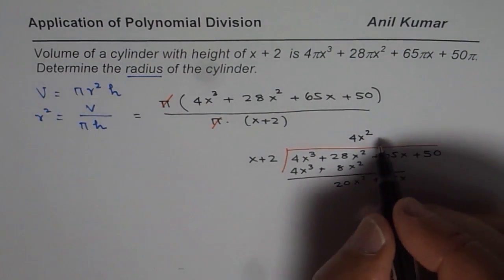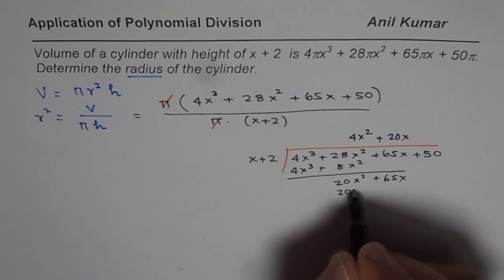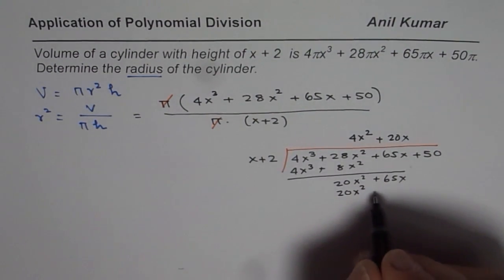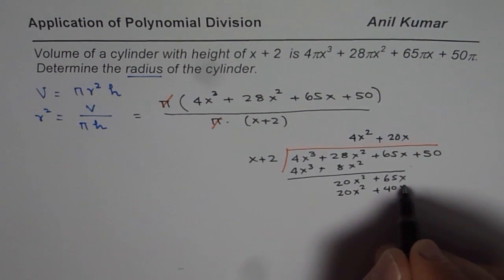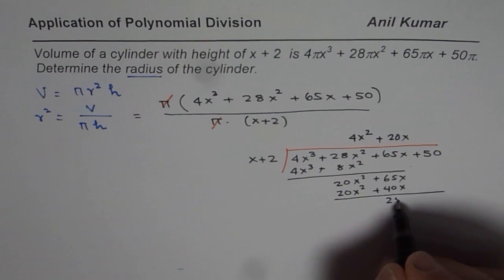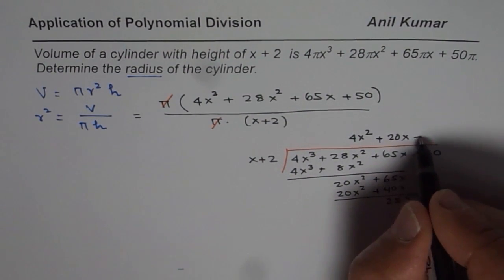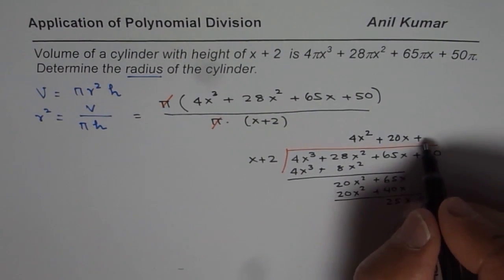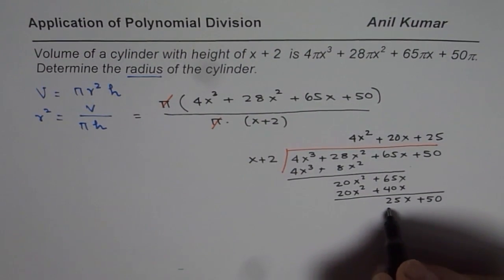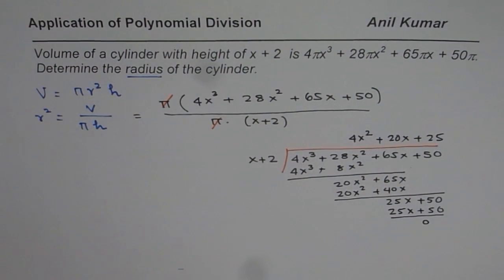20, right? So we have to multiply by 20x, right, to get 20x square. And 20 times 2 is 40, so we get 40x. Take away. So that is how much? 25, right? So 25x, bring down 50. Now we need to multiply by 25, and what you get is 25x plus 50, and as expected, 0 is a remainder, right?